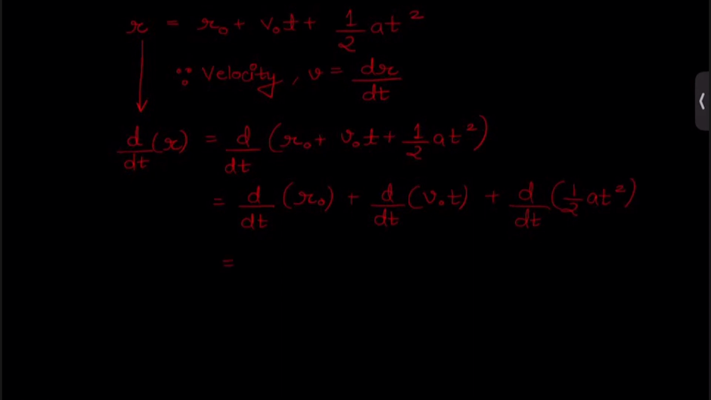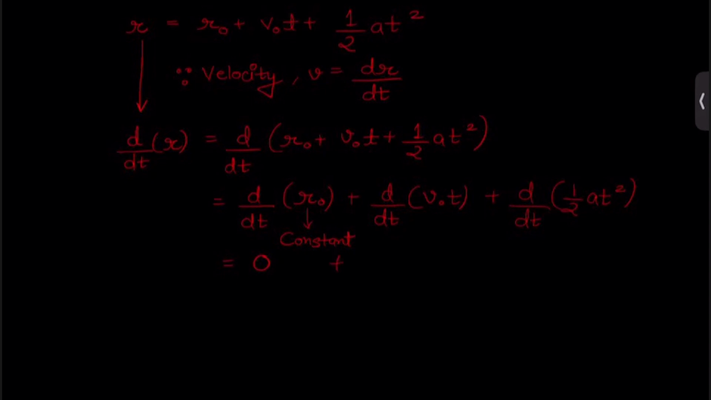As we know, r naught is a constant value, so this will be equal to 0, because it is a number which is not a function of t. Anything which is not a function of t will not change with t, correct? Because r naught depends on space, or let us suppose it has x and y coordinates, so it won't have any relation with t. If it doesn't have any relation to t, it is constant with respect to t, hence it will be 0.